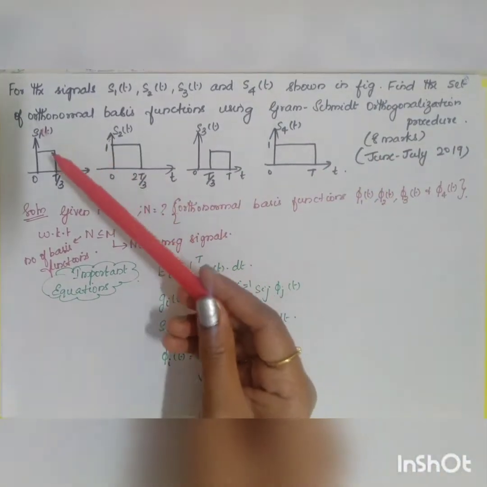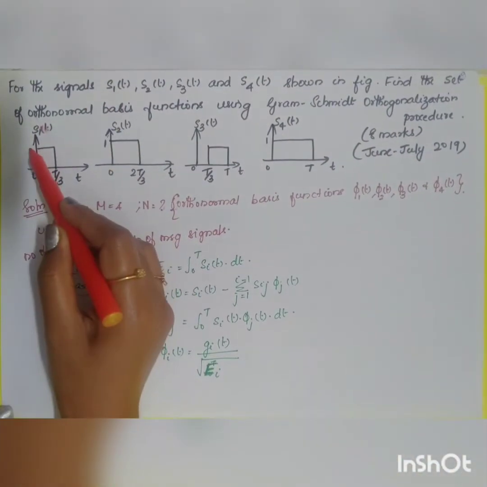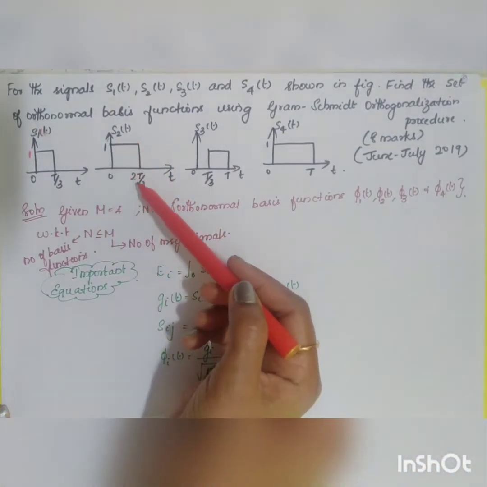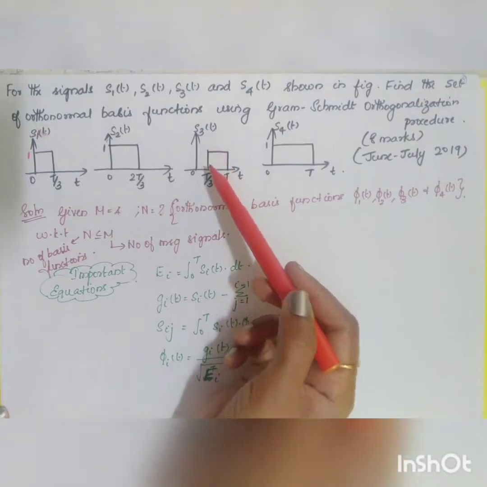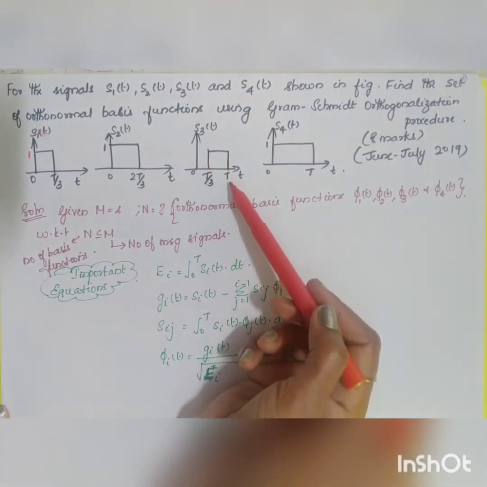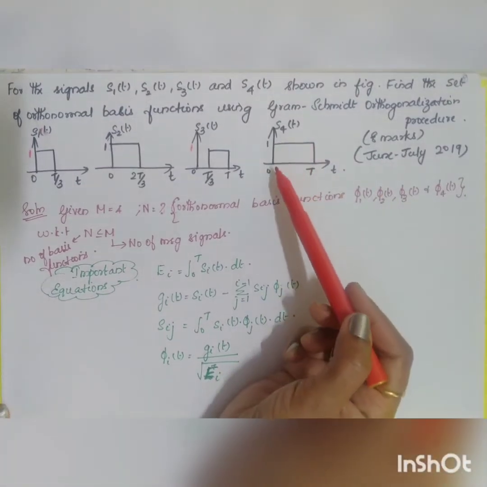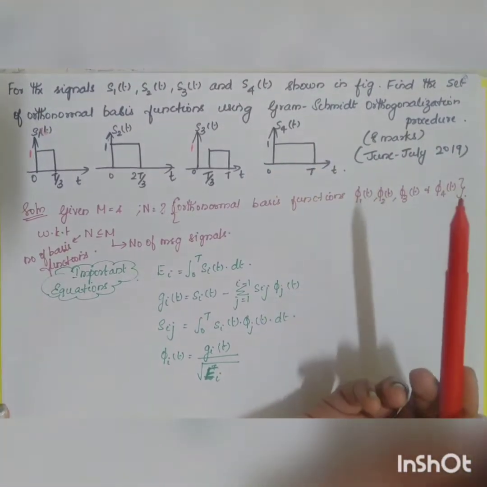Okay, so these are the signal S1 of t. So here your amplitude is 1, from 0 to T by 3. S2 of t is from 0 to 2T by 3. S3 of t is from T by 3 to T, where you have the amplitude as 1 here. S4 of t is from 0 to T, and your amplitude is 1.